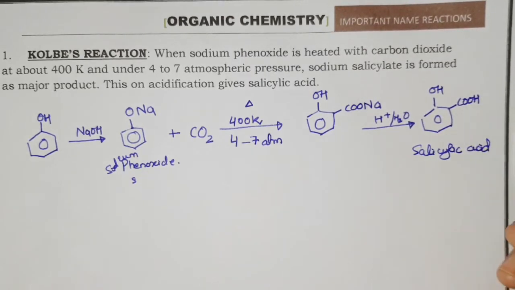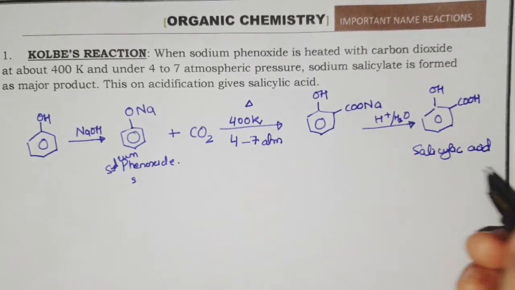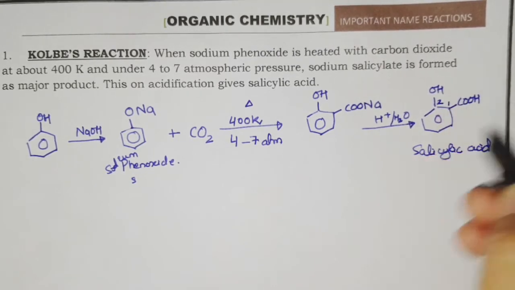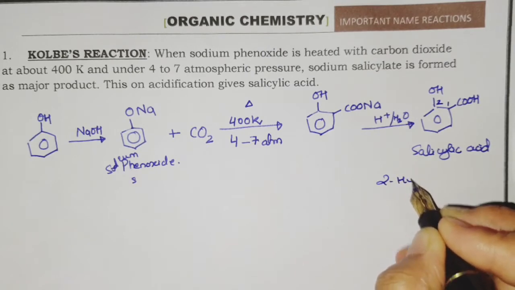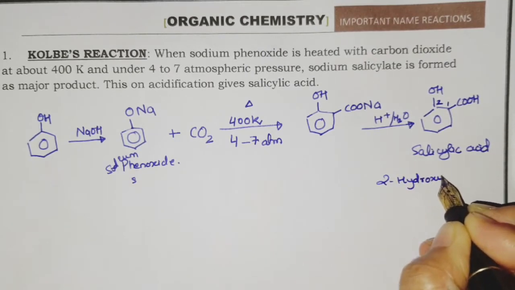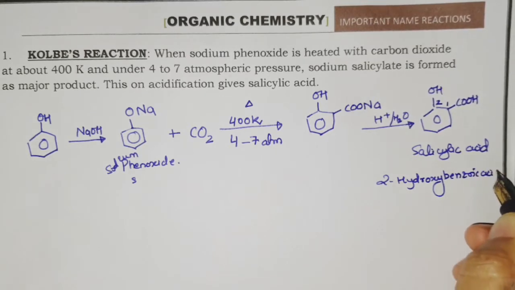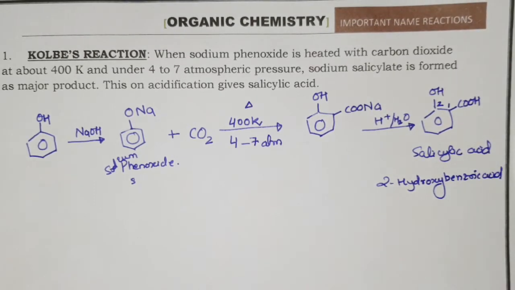This one is salicylic acid, and what is its IUPAC name? This one, the acid group, will get the preference. So 1,2, hydroxy benzoic acid. The common name is salicylic acid and its IUPAC name is 2-hydroxybenzoic acid.